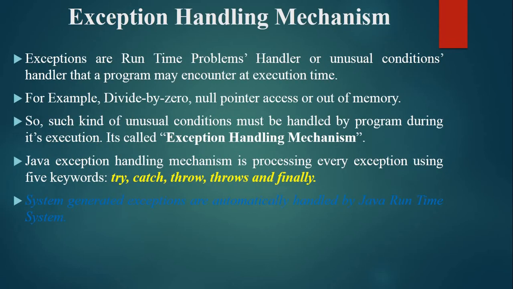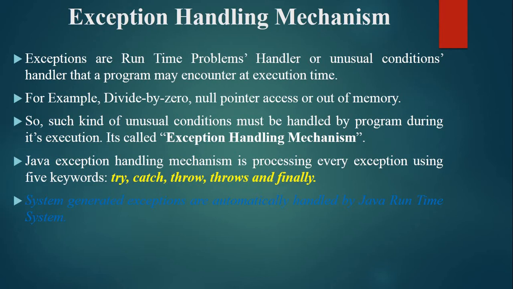Exceptions are runtime problems, or we can say unusual conditions that a program may encounter at execution time. So our definition is: exceptions are runtime problems or unusual conditions that a program may encounter at execution time. For example, in a calculation, if we divide any number by 0, divide by 0 will be an exception.